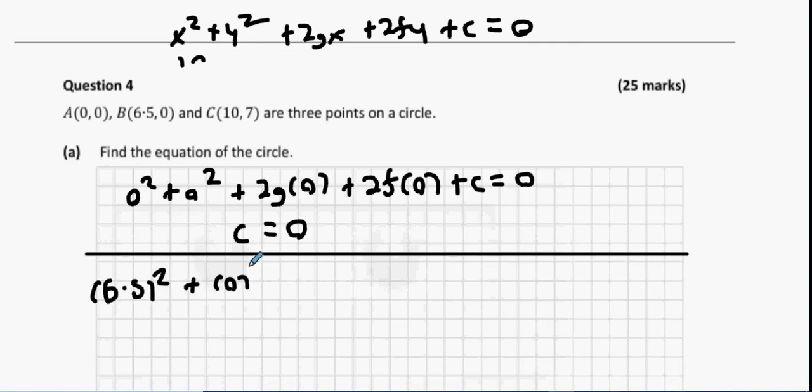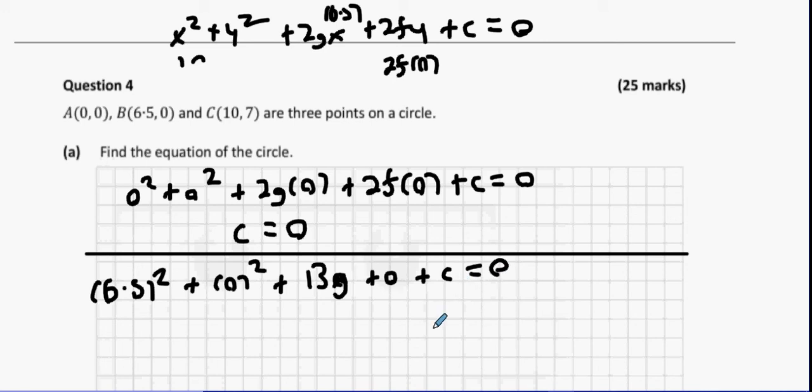Next one, we're going to put in x equals 6.5 squared plus 0 squared plus 2gx, which is going to be 2 times 6.5 times g, so that's going to be 13g, 2fy, which is going to be 2f times 0, which is just 0, plus c equals 0. So we're going to get 13g equals minus 6.5 squared, because we know that the c value is 0.